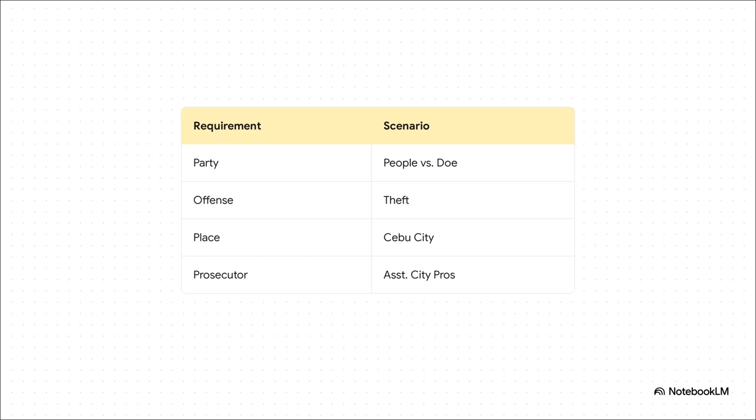We can't just casually hurl accusations. The information has to specifically align with that Section 6 checklist. Let's map it out together. The proper party is the People of the Philippines versus John Doe.